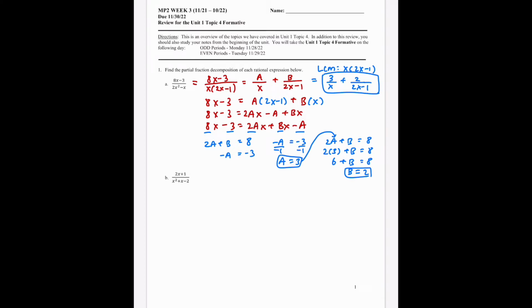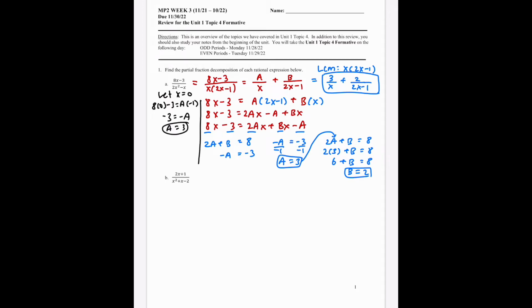So we could have done it like that. Another way we could have done it was to offset. Let x equal 0, because if x is equal to 0, the b goes away. So it would be 8 times 0 minus 3 is equal to a times negative 1 plus 0. This is just negative 3 is equal to negative a, and the same thing, a is equal to 3.